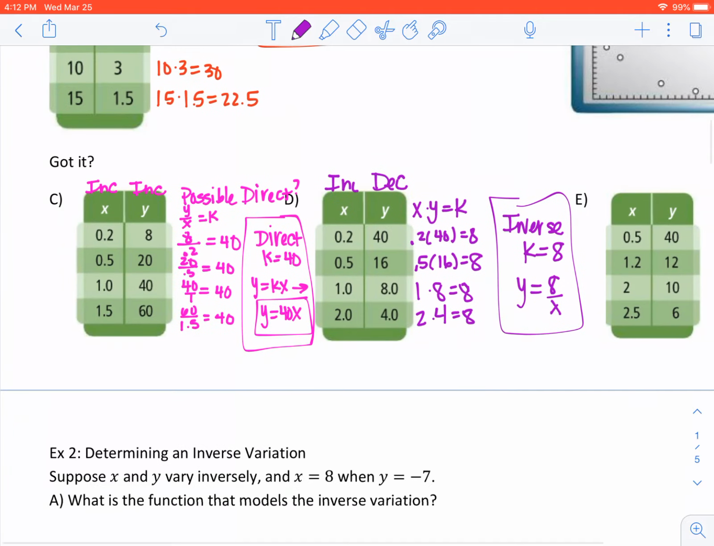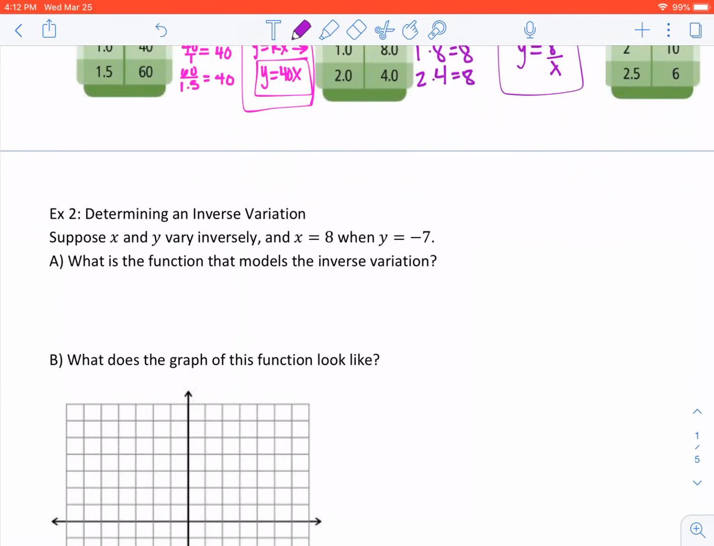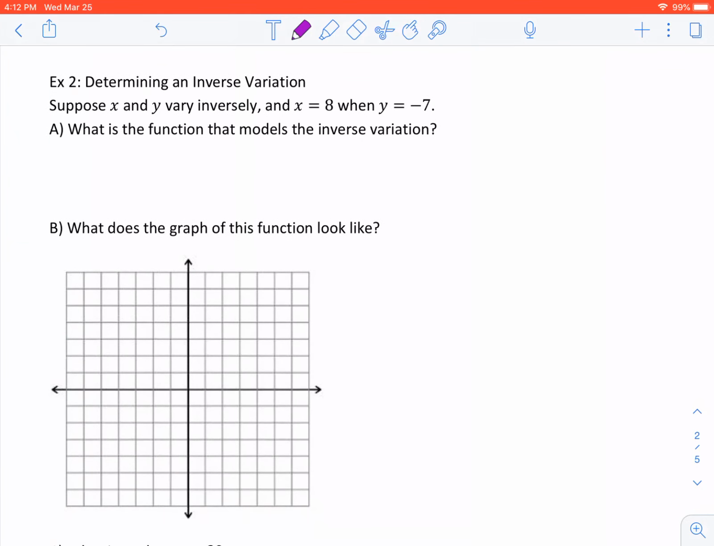All right. Now on to the second part of this. The second part's going to include some graphing. So, determining an inverse variation. We're going to stick with inverse here. So, suppose x and y vary inversely. So, you already know they vary inversely. You don't have to check to make sure they are.